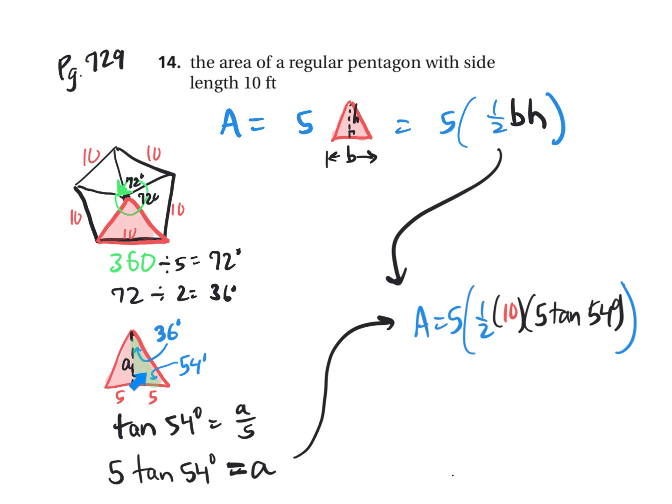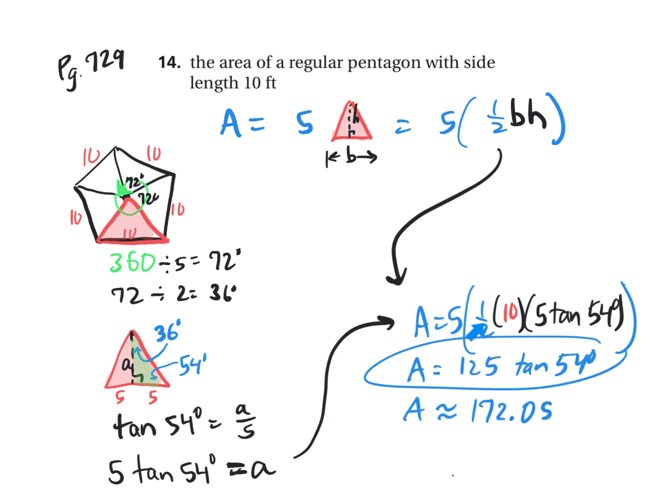In our green right triangle then, to find this height that we need, which needs to go right there, we can do tangent of 54 is the opposite side divided by the adjacent side. And therefore, 5 times tangent of 54 degrees is A. That's our height. That's all we needed, and now we're done.